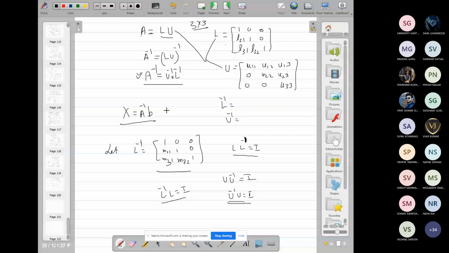Then easily we can obtain it. So this is the inverse of a matrix by using the triangulation method. Okay? And this can be used to solve a system of equations or just to find the inverse of a matrix.